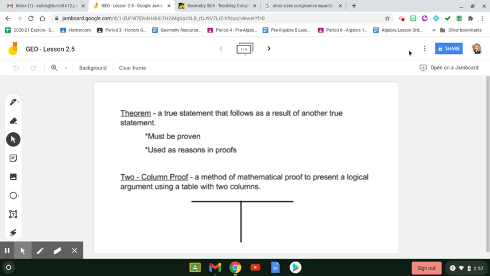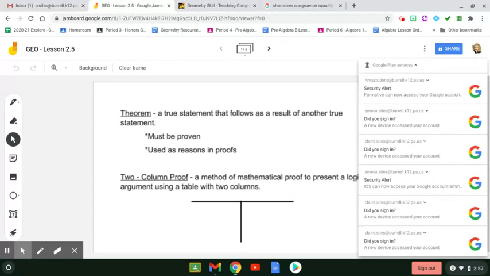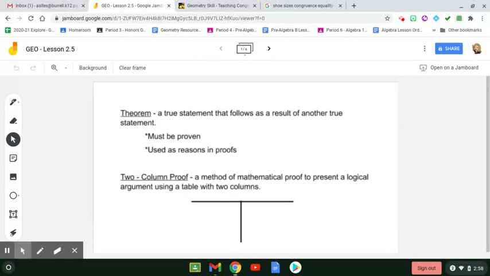Today what you're going to be working on is how to justify statements of congruent segments. So some words that we're going to define first before we move on are a theorem and a two-column proof. We've used these words before, but just to formally define them, a theorem is a true statement that follows as a result of another true statement, and it has to be proven and used as reasons in proof. A two-column proof is a method of mathematical proof to present a logical argument using a table with two columns. And again, we've used these words before, but we're going to formally define them now.